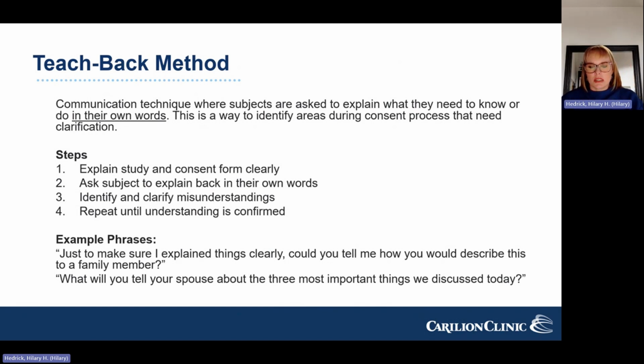You can see the questions at the bottom of this slide. They are not questions where you would just get a yes or no. There are good ones, like: what will you tell your spouse about the three most important things we discussed today? They should be able to name three. You may know from the get-go that you would not say spouse, because that person in the room does not have a spouse. If you are using the teach back method, you should know the person in the room enough to know, do they have a spouse?